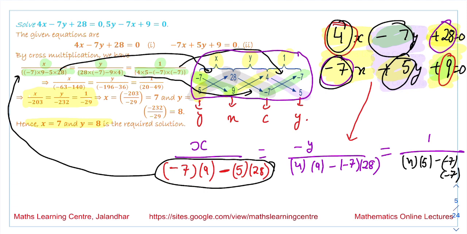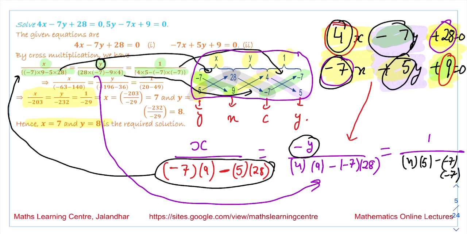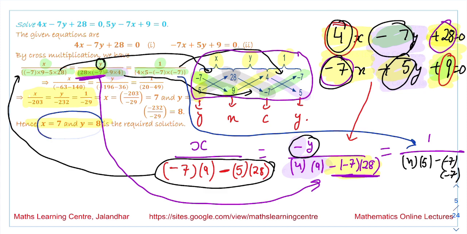So if we compare these values with this formula, we see that this term below x is the same over here. Over here we are writing y, and over here we are writing minus y. That is the difference in the signs. The term we have over here is minus 7 into 28. When we are talking about 9 into 4, this term is over here. And this negative sign is already there. And the last term is also the same. So again we will get the answer as x is equal to 7 and y is equal to 8.